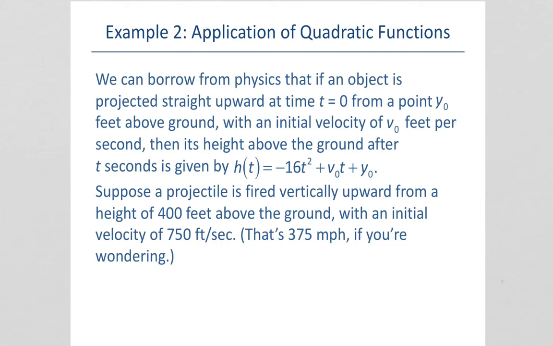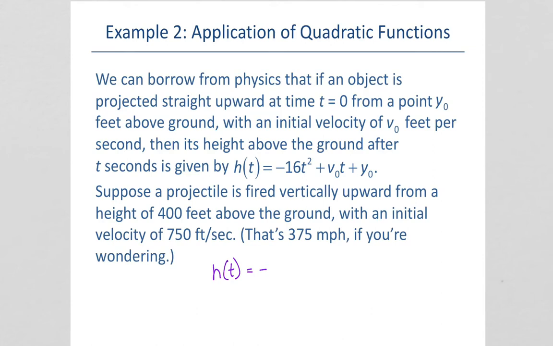Suppose a projectile is fired vertically upward from a height of 400 feet above the ground, with an initial velocity of 750 feet per second. And the first thing we want to do is write a quadratic model for the height in feet above the ground after t seconds. So we're going to use this formula up here.